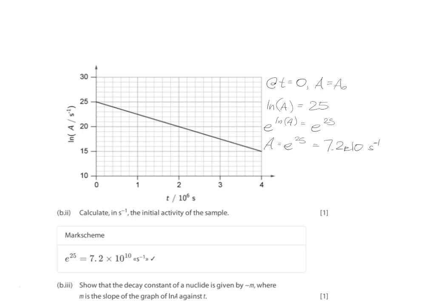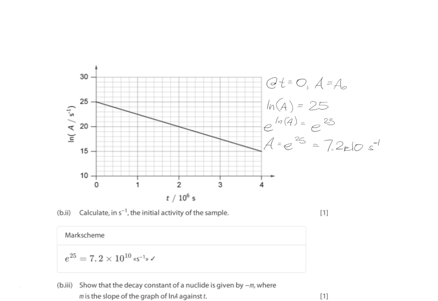Okay, so for BII, it says calculate in seconds to the -1 the initial activity of the sample. The initial activity is when you have time 0. And I could see that the y-axis says that the natural log of the activity is 25. So I'm going to know what the activity is.